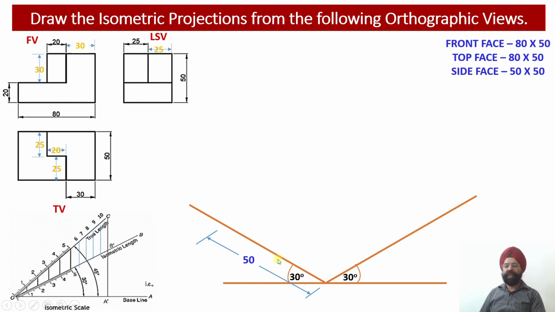So 50 millimeter length I have marked on the x-axis, right? Then I draw the vertical edge equal to 50 millimeter over here. So this is also 50 millimeter. This is the y-axis. So this is my isometric length corresponding to one of the edges of this square. Similarly, one more edge of the square I am going to draw over here. So this edge equal to 50 millimeter is parallel to the x-axis. This edge of the square, which corresponds to the side face of this solid, is 50 millimeter and this is parallel to the y-axis.